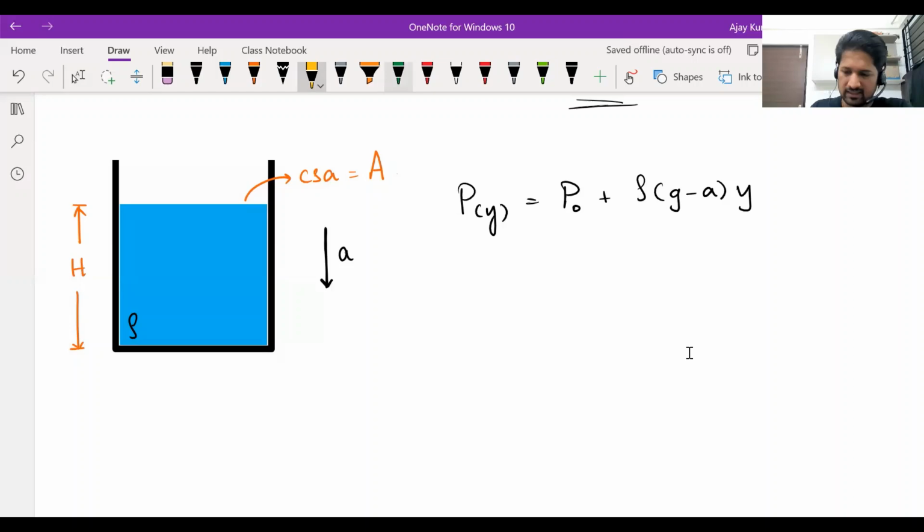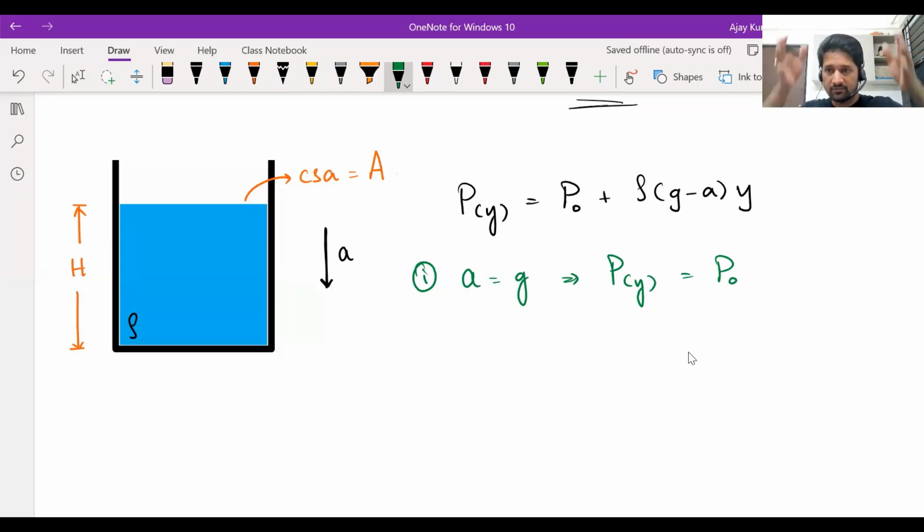Then last class itself, we even discussed this case where acceleration is equal to g. If a is equal to g, then the pressure at any depth y will be P naught plus 0, that is P naught itself. That means if the acceleration of the container is equal to acceleration due to gravity, what does that mean? If the container is in free fall, pressure will be uniform in the liquid. The entire liquid will be under the same pressure.